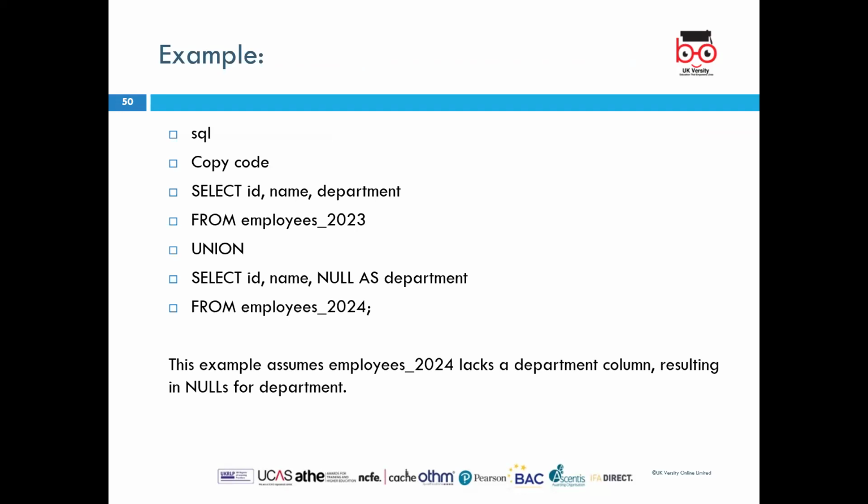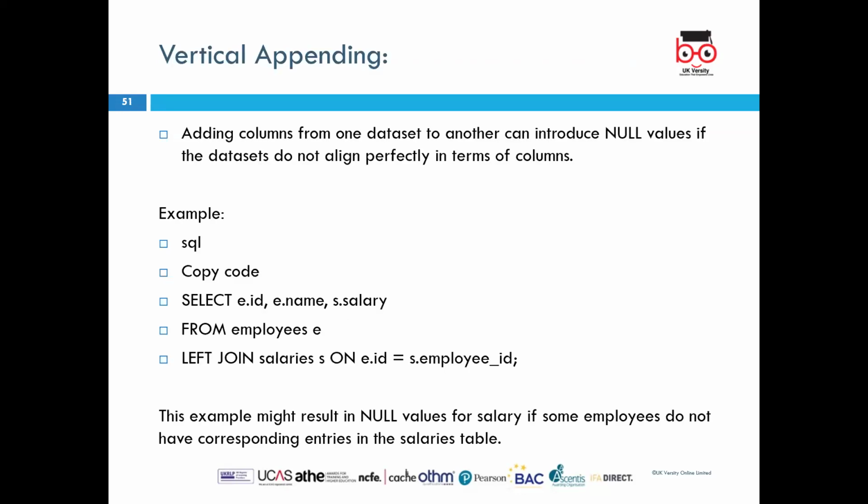Here we have an example. While with vertical appending, whereby adding columns from one data set to another, we're now going to introduce a null value if the data sets do not align perfectly in terms of columns. So this example might result in no value for salaries if some employees do not have corresponding entries in the salaries table.